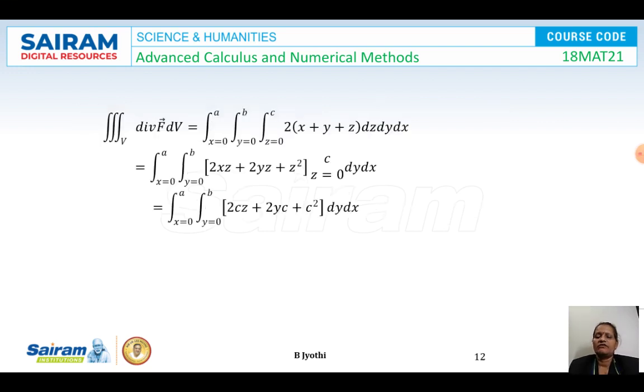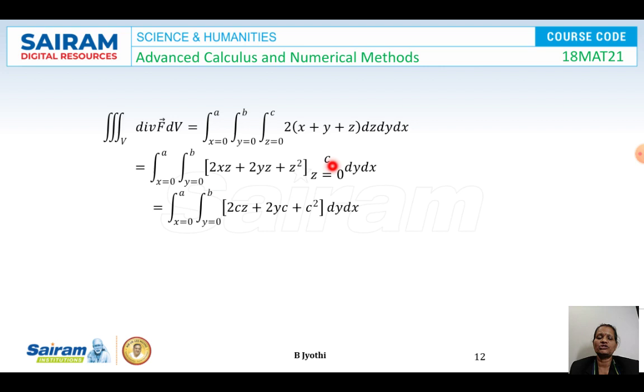So the divergence of f dv is given by x varying from 0 to a, y varying from 0 to b, z varying from 0 to c, 2 times of x plus y plus z into dz dy into dx. That means first we need to integrate it with respect to z and substitute the limits 0 to c. Then we get 2xz plus 2yz plus z square divided by 2, but this 2 will be cancelled, so we are getting only z square.